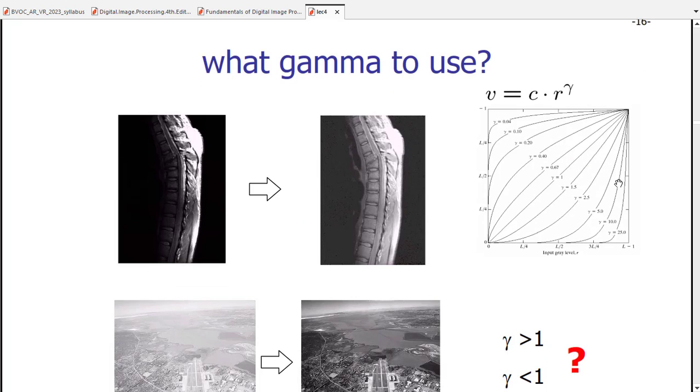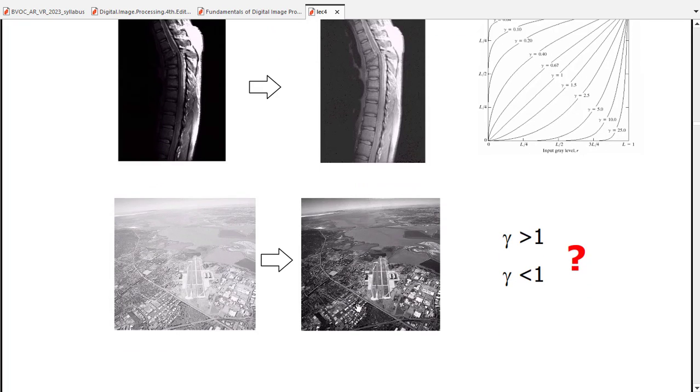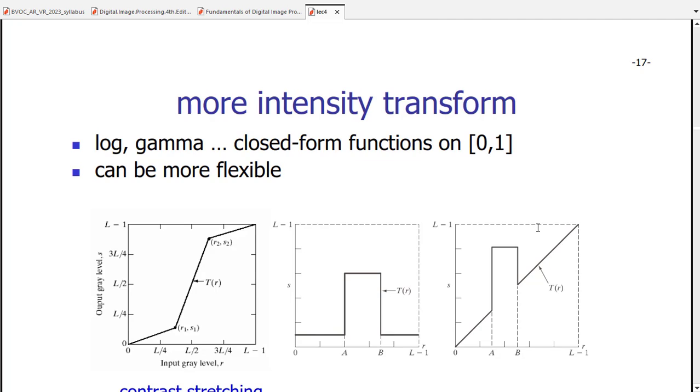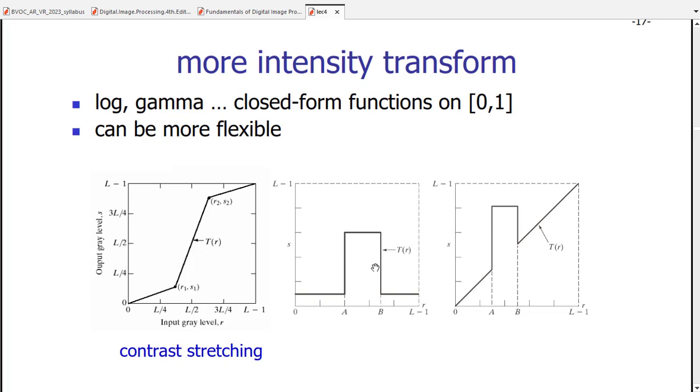This is called gamma correction. So what gamma should we use? Here for the bone marrow pictures, it shall be V equal to C times R to the power gamma. The level changes from the input levels. Gamma can be greater than 1 or less than 1. What resultant value is produced from this concept? So whether brightness moves to darkness. There are more intensity transformations like log and gamma. Closed form functions on 0 to 1 can be more flexible. So here this is the output gray level.